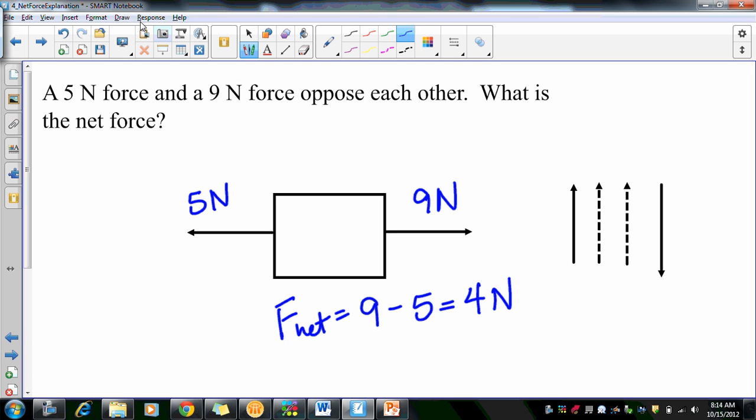Now, if it told us that the 5 newton was to the left and the 9 newton was to the right, then assuming our picture here, this would be going to the right, always in the direction of the largest.